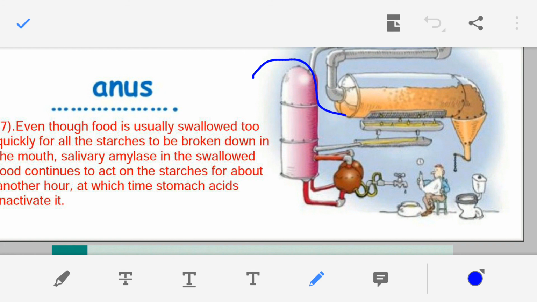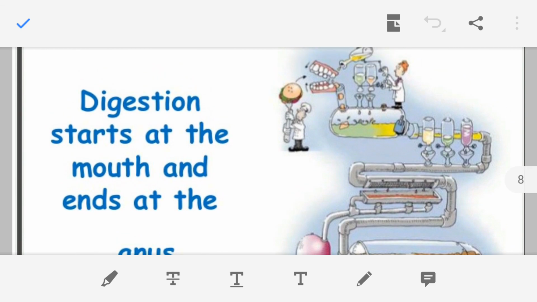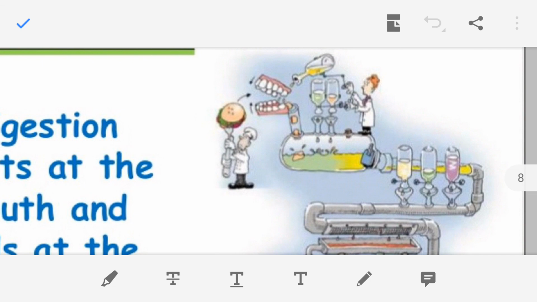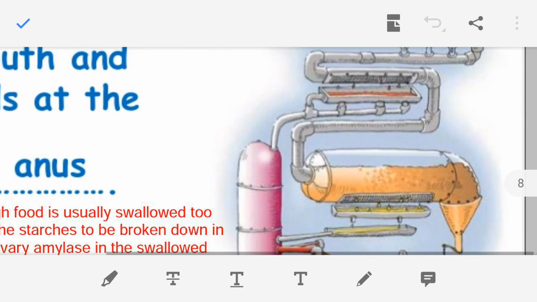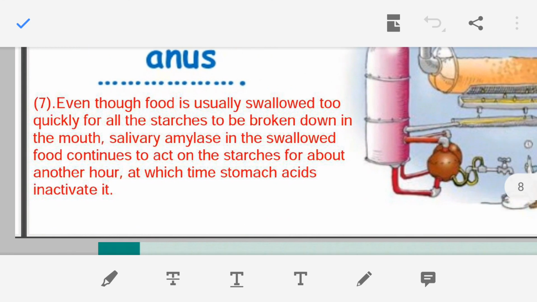This is not the part of our digestive system, this is the water tank. Okay, and the tap water is there. Okay, so this was the cartoon picture and it is telling us the story of our digestion process.